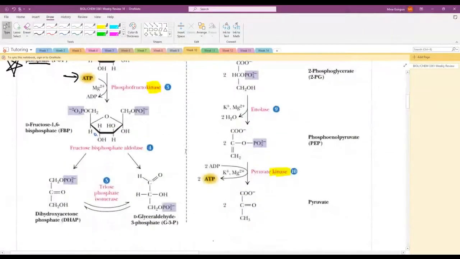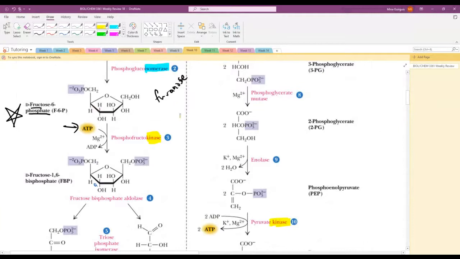Okay. All right. So now getting back to this reaction, we're just adding a phosphate group, not much to it.